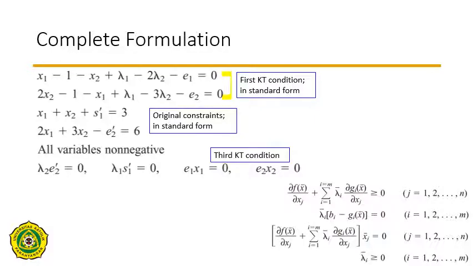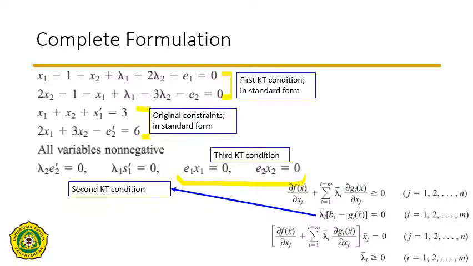And then the next two constraints are the original constraints in standard form. And then these two equations here are the third K-T conditions. Now we need to talk about the second K-T condition. So these two equations are the second K-T condition: lambda times this equals 0.